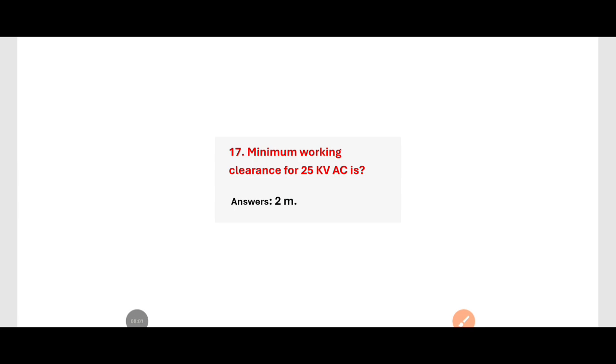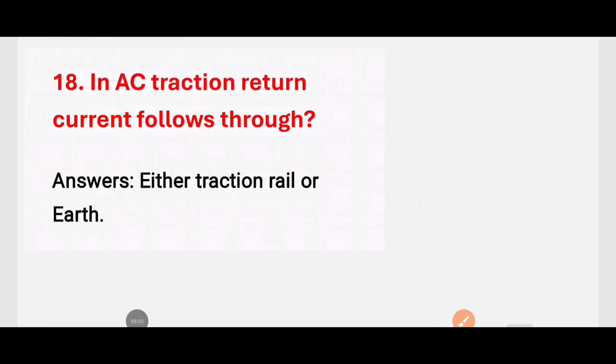Next, question number 18. In AC traction, return current flows through which path? In AC traction, return current flows through either the traction rail or earth.